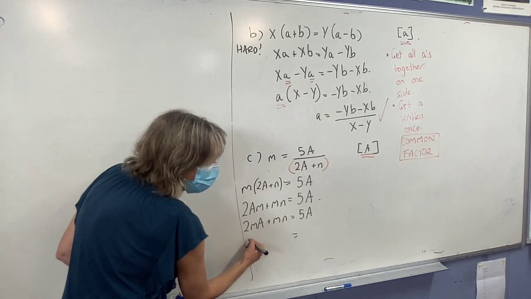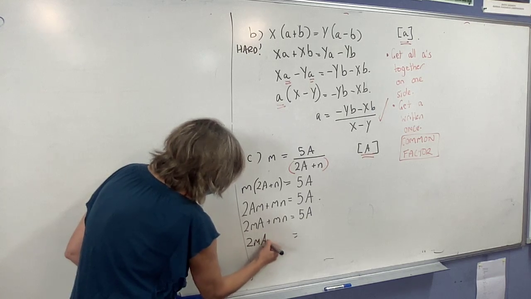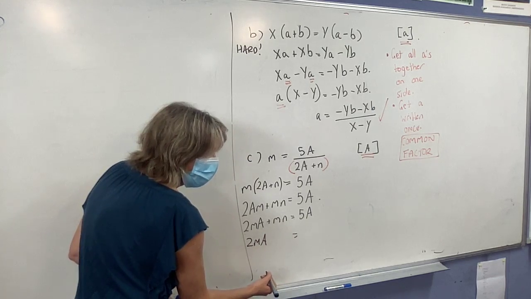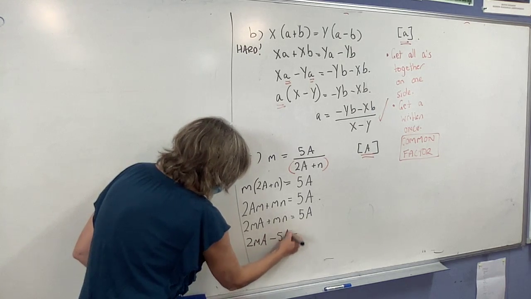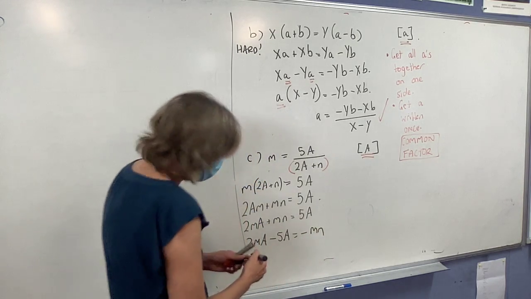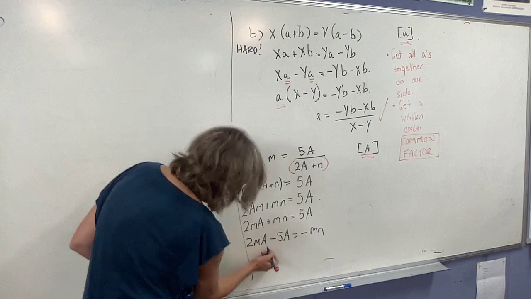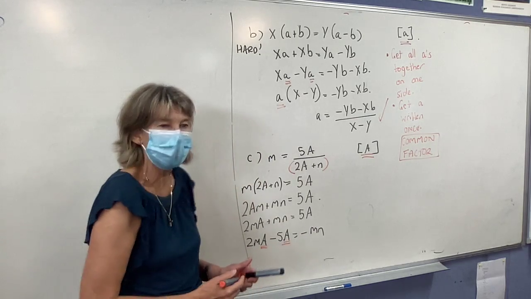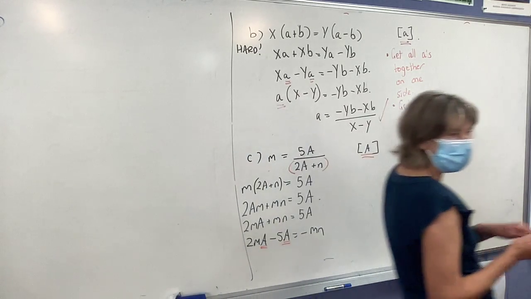Maybe 2ma minus 5a equals minus mn. Good. That's much better. See, because now you've got your A's together. We need these A terms on the same side. All right, who can tell me now what happens?